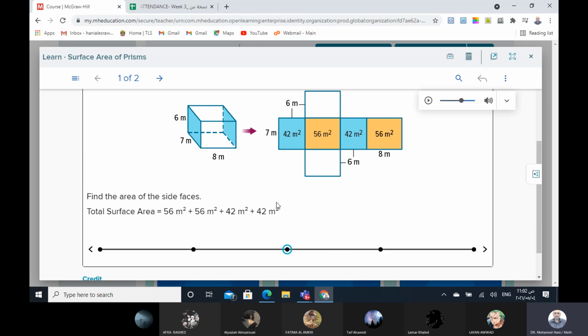42 here and 42 here. Then we have here 48. 8 times 6, 48. And here 48. And the total of all areas in the net, you will get what? The surface area. This is the meaning of the surface area. It will be, for example, here 292 meters squared.